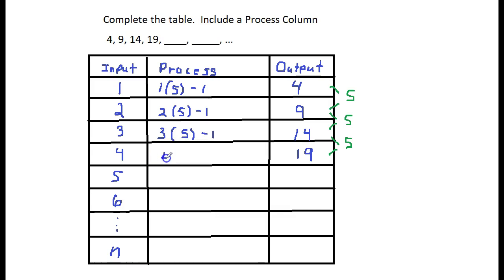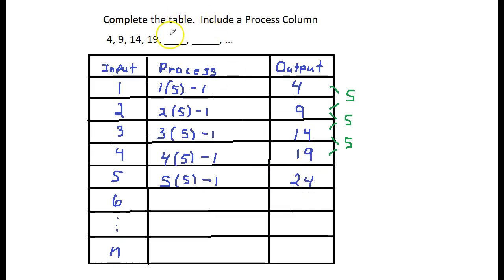So that means it still holds if I took 4, my input, times 5, minus 1. 4 times 5 is 20. 20 minus 1 is 19. So now I can find the next number in the pattern. The number I would input for n would be 5. Take it times 5 minus 1. 5 times 5 is 25. Take away 1 is 24.